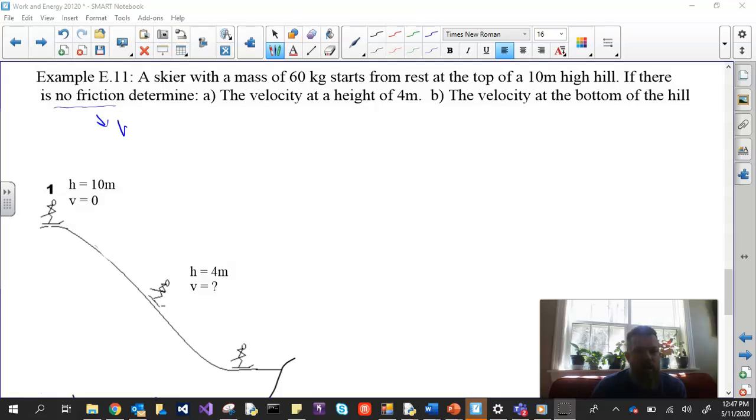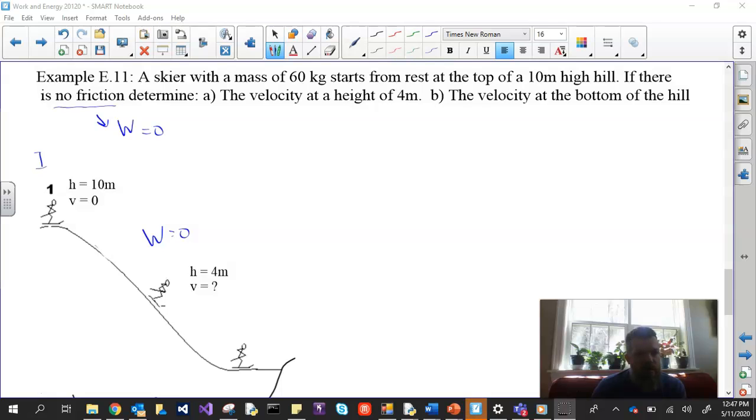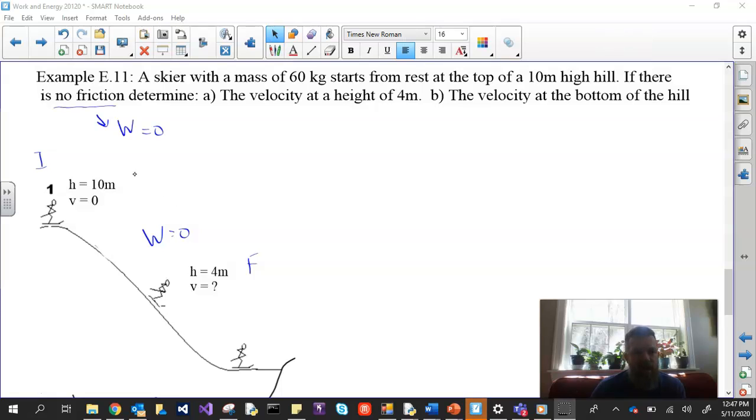to me that there's no work. So work equals 0. I like to put work equals 0 right on here. And it says we want to know the velocity here. So I've already gone ahead and labeled these, but I'm going to put an I for initial and an F for final. So they're going to match my formula when I do it in a second.